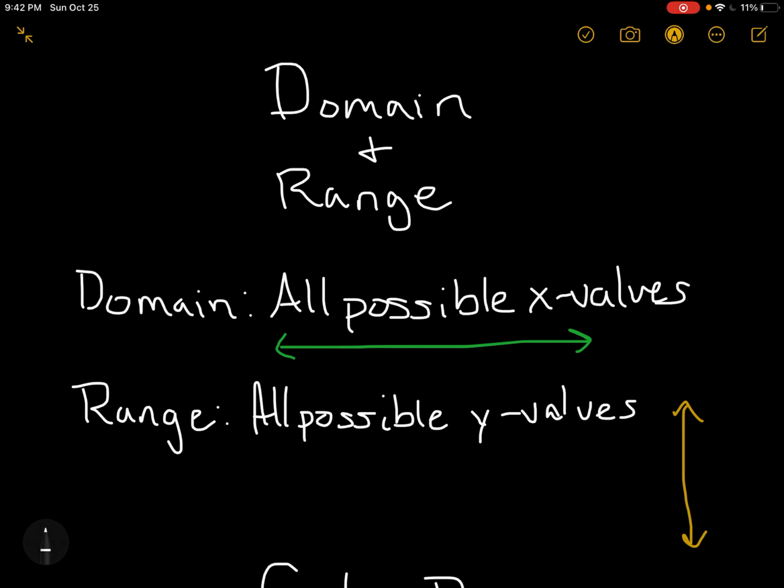In this video, we're going to look at domain and range. Domain is a list of all the possible x values for a graph or a function, and the range is all the possible y values for a graph or a function. Notice the green arrow is referring to the x values on the x-axis, which is going left to right, while the range is referring to the values on the y-axis going up and down.